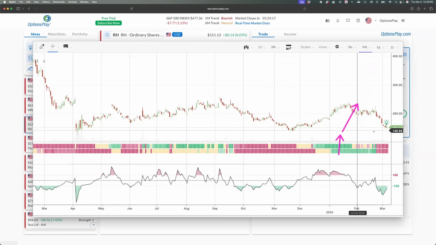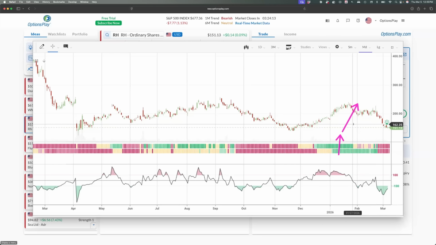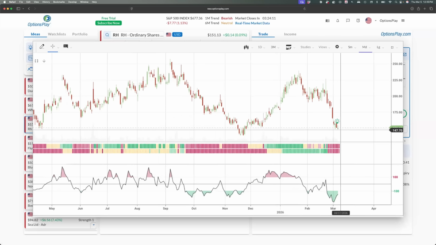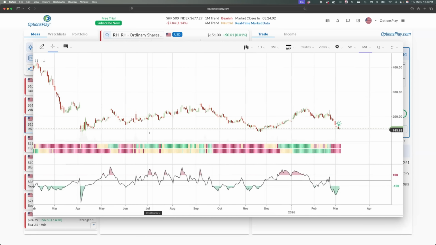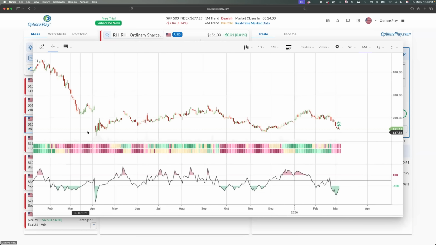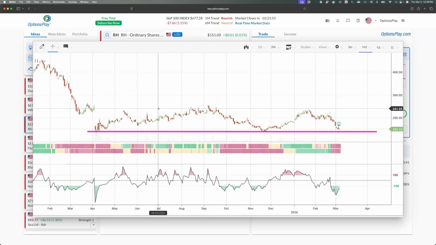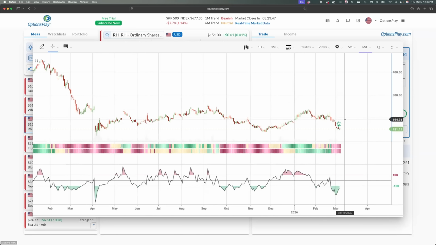Restoration Hardware, same thing. How do I get this to go away? There we go. Restoration Hardware. This was a $230 stock, it's a $150 stock now, about a month later. This level that it's been at here in this 140 range has certainly been a pretty major support level multiple times over the last year or so. So you are also, generally speaking, at a major support level on top of that.